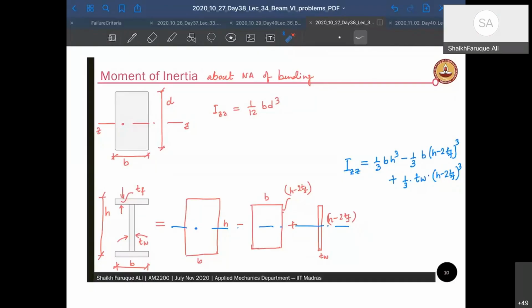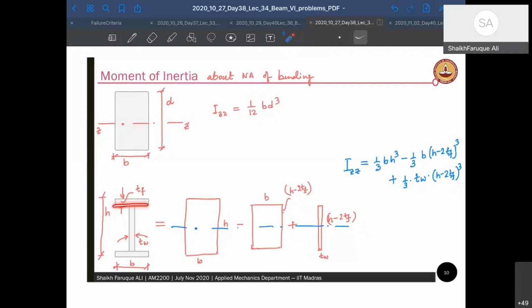You can calculate the second moment of inertia in various ways for sections that are built up, for example, an I section. For a rectangular section, it's very easy. It's 1/12 BD cubed about the neutral axis. Whereas for an I section, you have to calculate it in different ways, right? So you first assume it to be a bigger rectangle. So that's your bigger rectangle. Then you subtract the smaller rectangle from it.